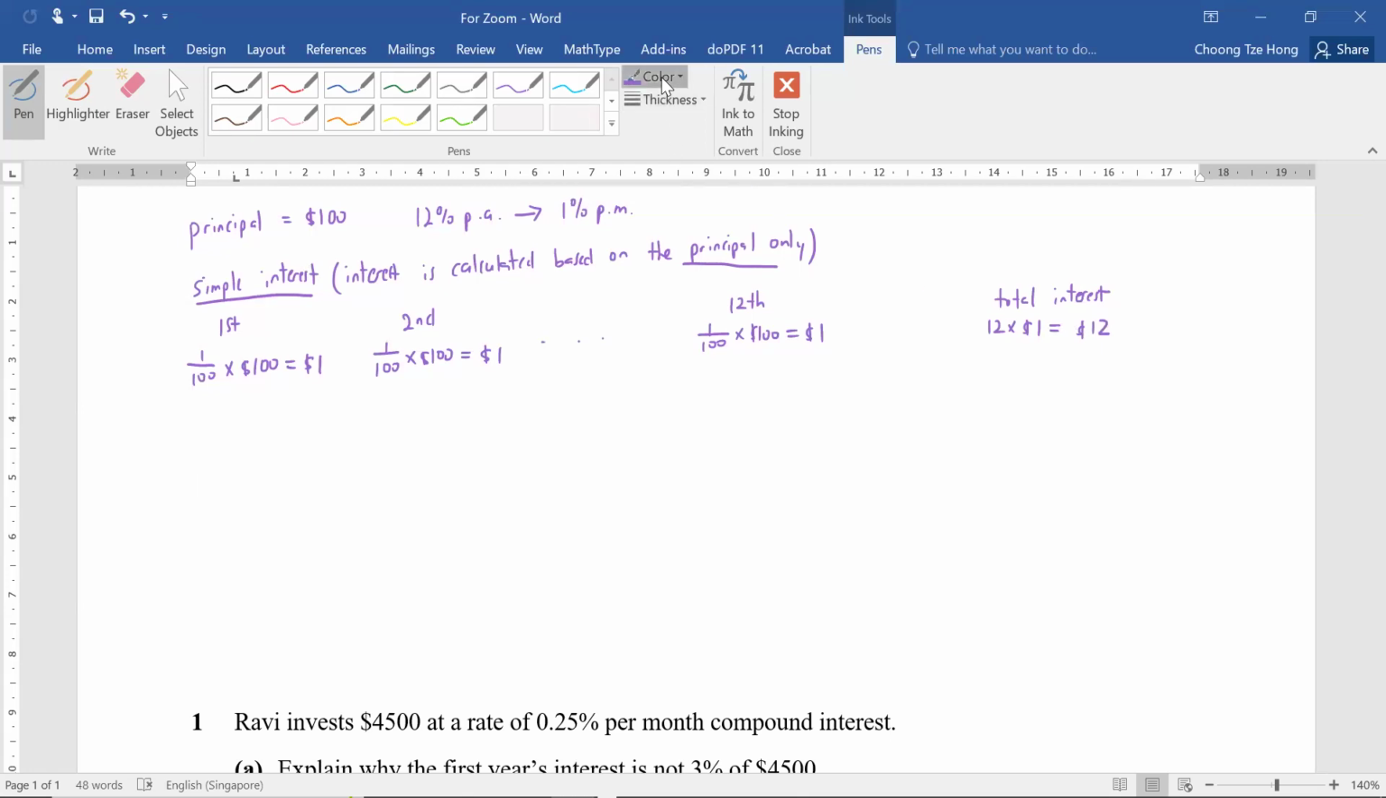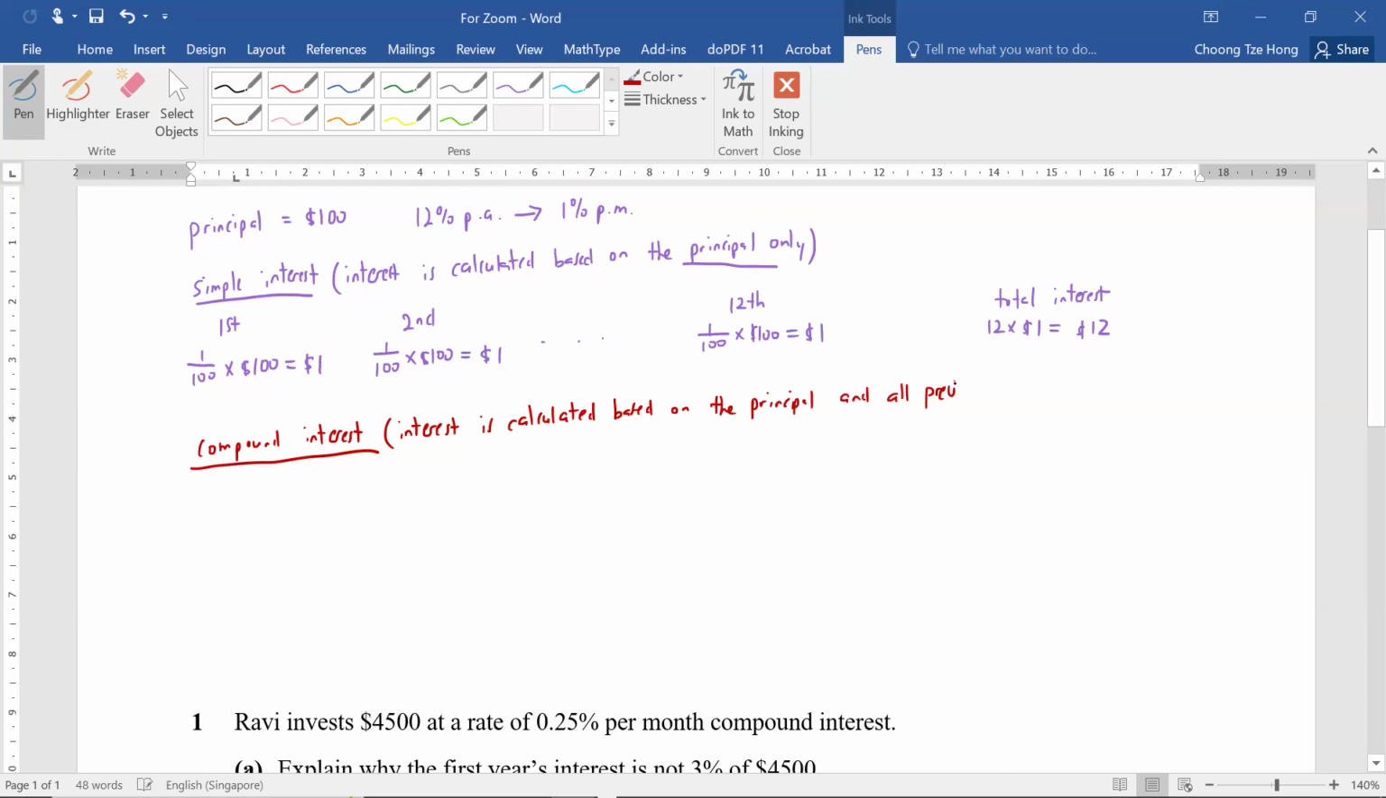Let's now take a look at what will happen if we are doing compound interest instead. For compound interest, recall that the interest is now no longer just calculated based on the principal sum only. It's calculated based on the principal and all previously accumulated interest.